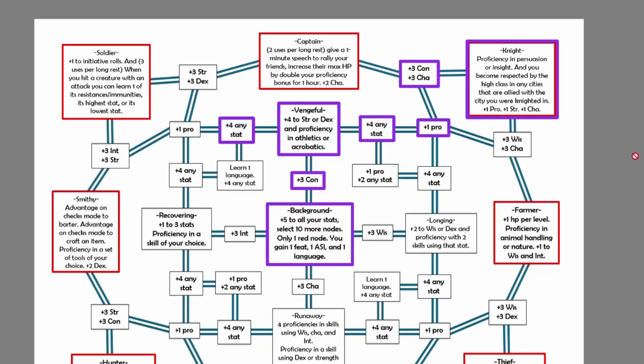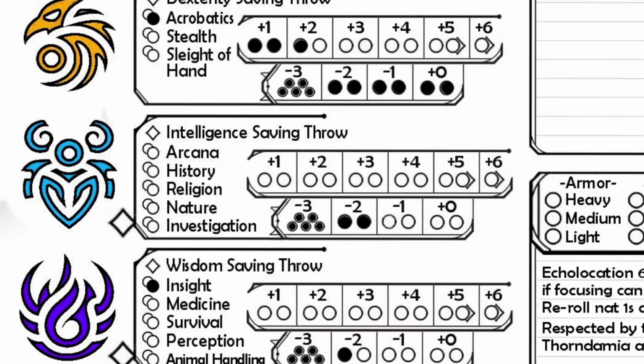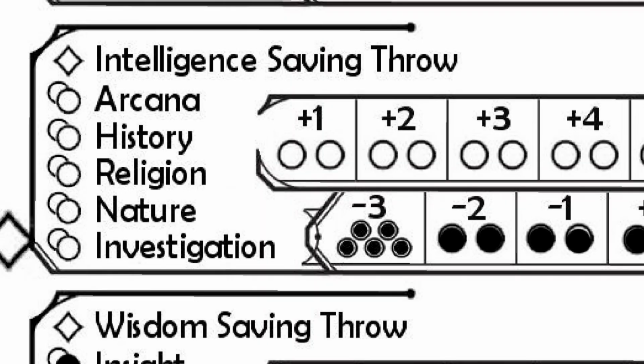For our seventh node, I'm going to go ahead and pick up another +4 to any stat. This one I'll be putting into intelligence because I do plan on casting spells with intelligence on this character. 3 more nodes remain. We'll go ahead and grab a language and a +4 to any stat. The language of my choice will probably just be common so that I can speak to other people. And the +4 to any stat will also go to intelligence again.